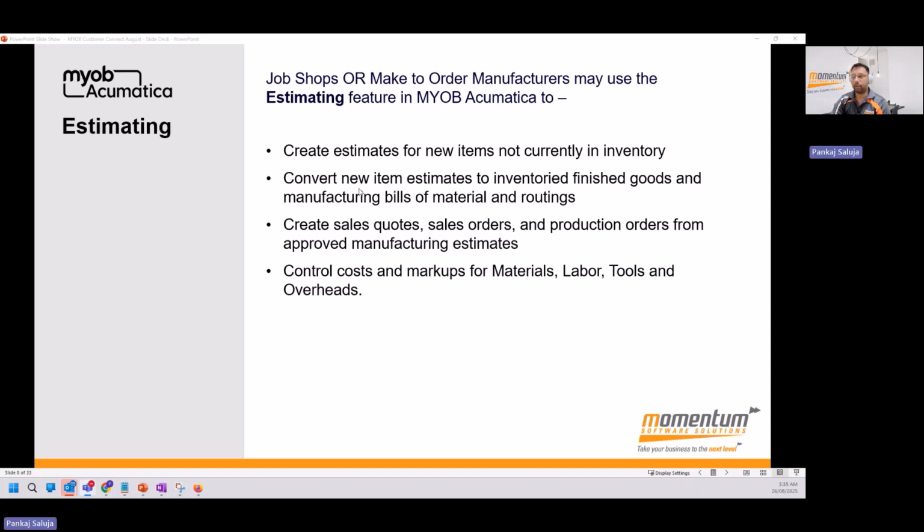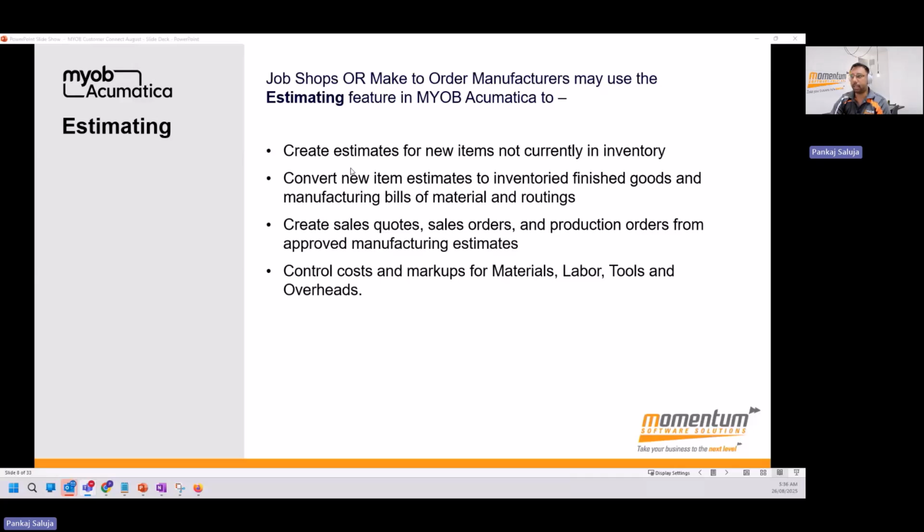Right, so if you're a job shop or made-to-order manufacturer, you may use the estimating feature in MYOB Acumatica. For an example, you received a query from a customer: could you do a custom production for us for a product, and then you would like to add a quick estimate and then send it to them. So this is the feature of MYOB Acumatica which you can use.